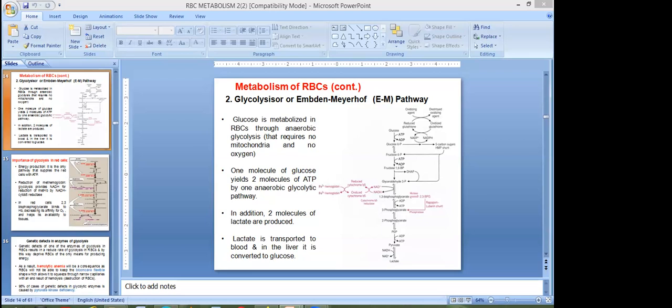Remember we said that in aerobic glycolysis, the net yield of ATP was 2 ATPs, right? Because we are spending 2 ATPs and we are producing 4 ATPs.